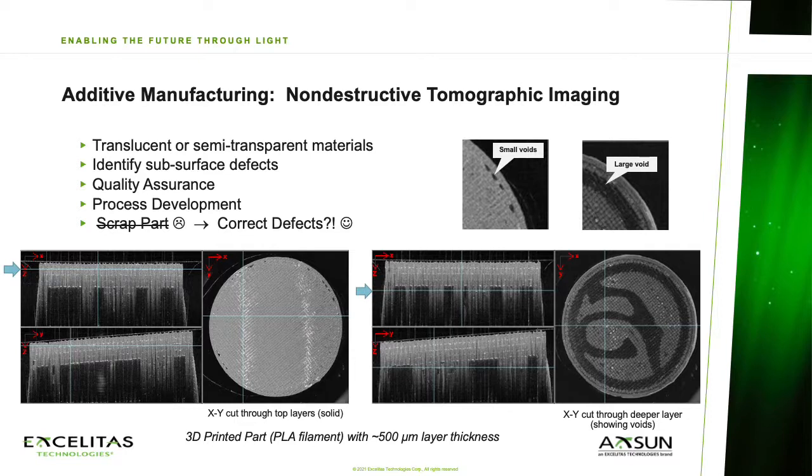orthogonal planes. On the left, you see a section through a mostly continuous top layers, but on the right, a section through the deeper layers shows that the part contains large voids in the material which are not apparent from the exterior. OCT imaging in these circumstances could be used for material and process development, quality assurance, or avoiding scrap if defects can be identified and corrected in real time.